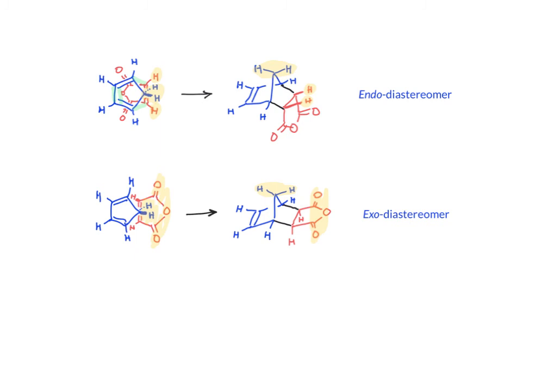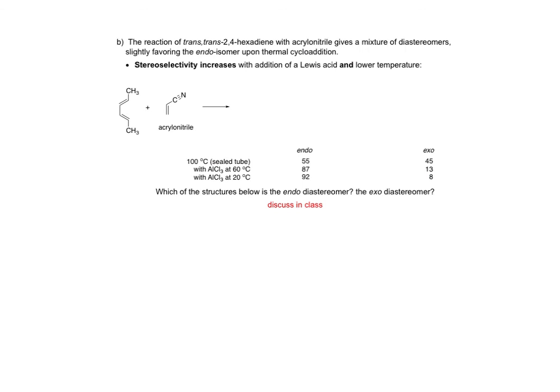Turning to the final page of the worksheet, the evidence is that the endo selectivity is not very high under thermal conditions. In fact, there's probably some thermodynamic equilibration that is occurring. But in the presence of a Lewis acid, which coordinates to the basic nitrogen of acrylonitrile, that lowers the LUMO energy to react more rapidly with the HOMO of the diene, so that the kinetically favored endo diastereomer is favored.